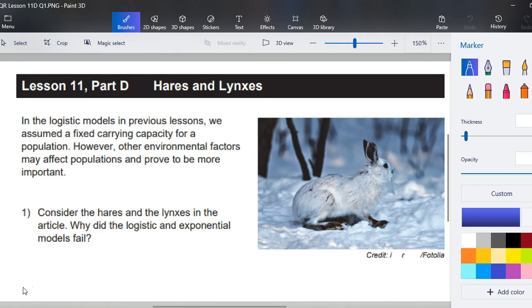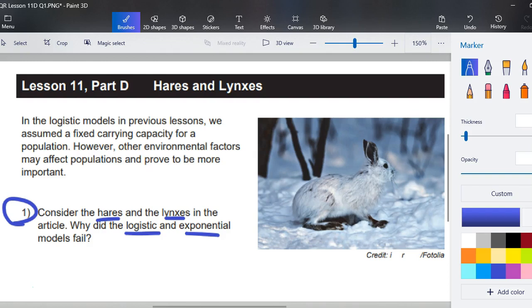Part 1, or question 1, asks us: consider the hares and the lynxes in the article. Why did the logistic and exponential models fail? So you have an article from your preview, and you're pausing to give some answer here, and then come back. We'll look at the objectives and keep on going.